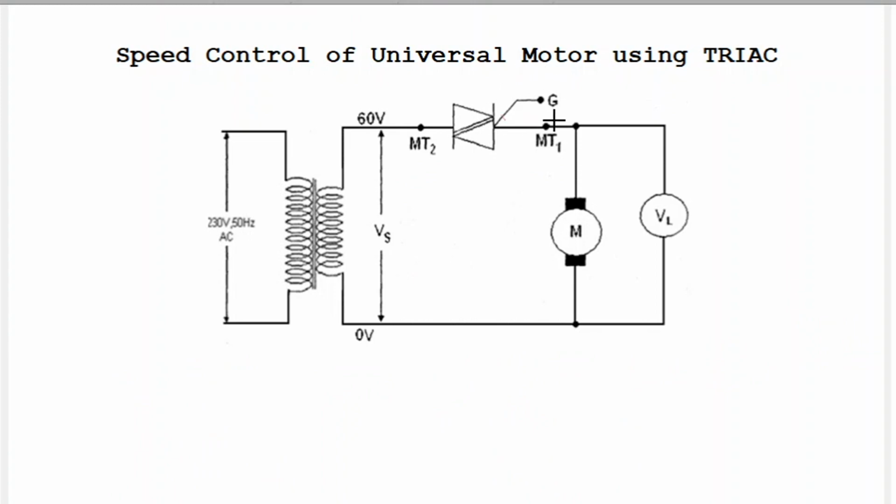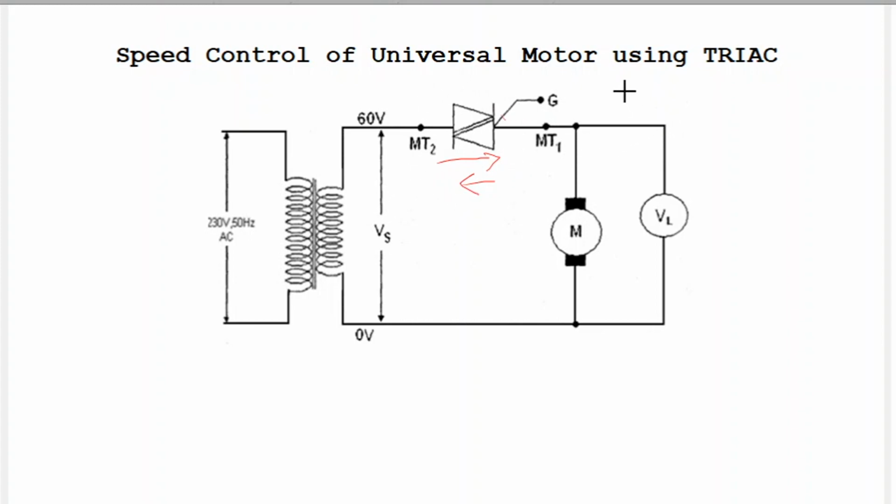With no gate signal applied, the triac will not conduct. So for the triac to conduct, the gate signal has to be applied. This triac is a bidirectional device. That means the current can flow from MT2 to MT1 as well as MT1 to MT2. It is a bidirectional device.